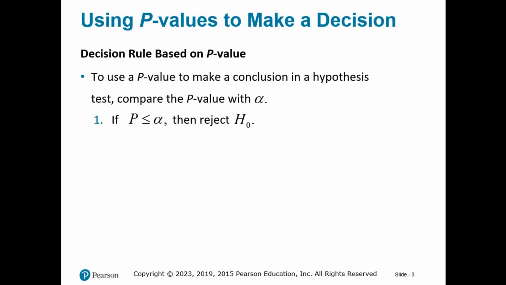But if p is greater than alpha, then our evidence is not strong enough and we fail to reject H0. Remember, we're not accepting anything for these, it's all about rejecting or failing to reject. So if we don't reject it, we fail to reject it. Okay, to make sure we're understanding this part, let's do an example.